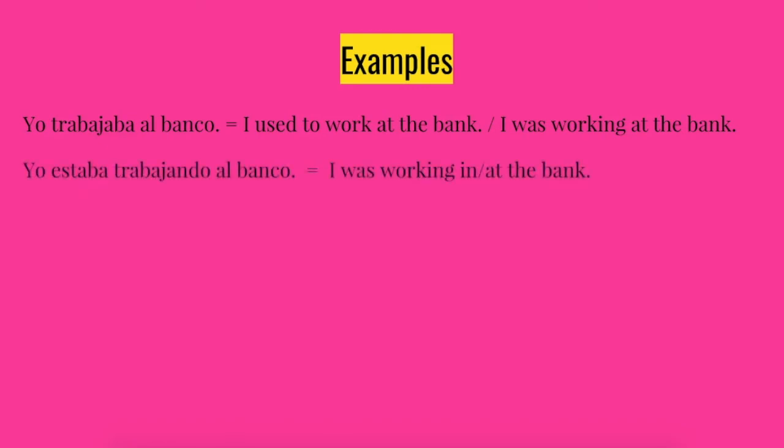Yo estaba trabajando al banco. I was working in or at the bank. So this is an example of how you can use the verb estar with the present participle or gerund, trabajando, to express that it was ongoing in the past. Here's an example of how to use the ir plus a plus infinitive formula in the imperfect tense. Yo iba a trabajar al banco. I was going to work at the bank.